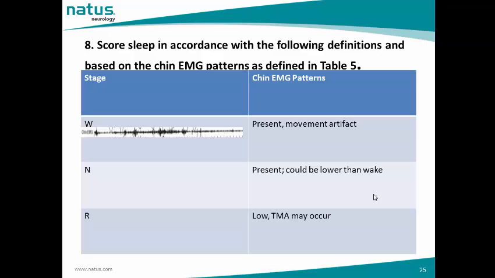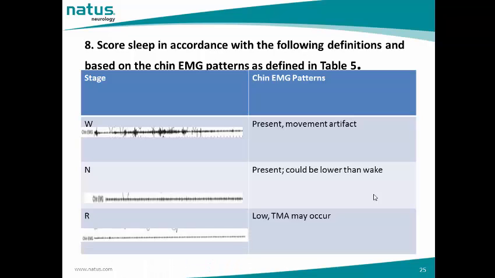For stage wakefulness, the chin EMG should show present tone and movement artifacts. In non-REM sleep, the chin tone is present and could be lower than wake. In REM sleep, the tone is low and transient muscular activity may occur.